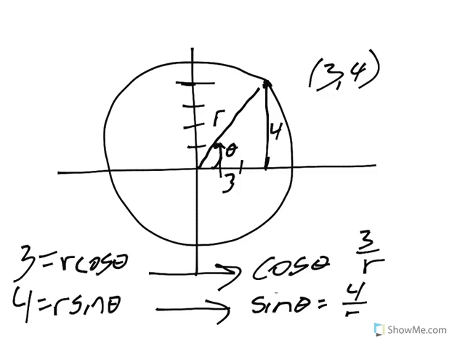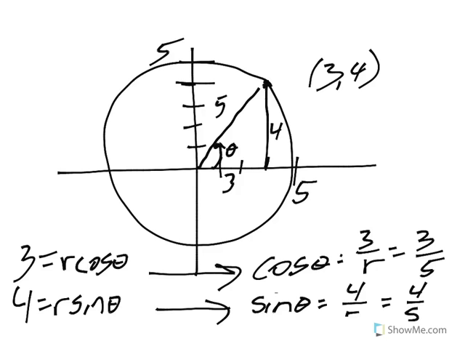Okay, now we're getting somewhere. This guy is 5. And now the cosine of this angle is 3/5. Sine of this angle is 4/5.